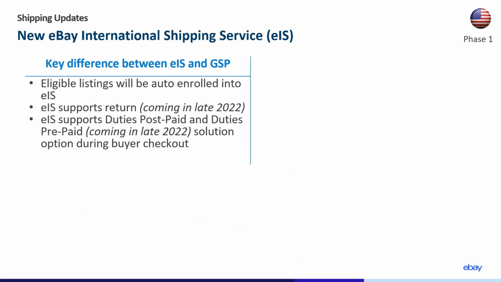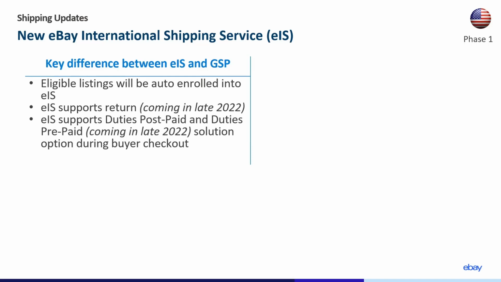eBay International Shipping keeps all the good benefits of the Global Shipping Program that you are already familiar with, such as shipping to a US hub and item not received and feedback protection. In addition to it, eBay International Shipping provides greater simplicity and offers even more value by handling returns and refunds on your behalf, offering a lower shipping cost to the buyers. By end of the year, we will allow buyers to choose when they want to pay the import charges, upfront at checkout or upon delivery.